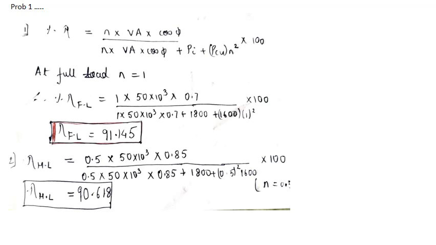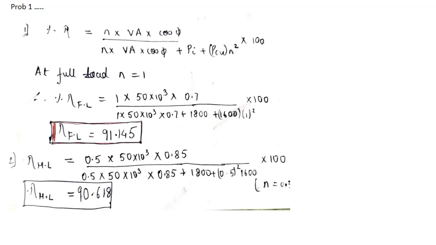So the transformer rating is given as 50. It is in kVA, that is why we'll multiply by 10 to the power 3, multiplied by the cos phi, divided by 15 into 10 to the power 3 into 0.7, plus the iron losses, which are given to be 1800, and the full load copper losses are 1600. So the efficiency that we obtain in percentage is 91.145.